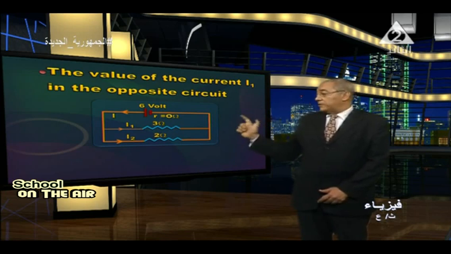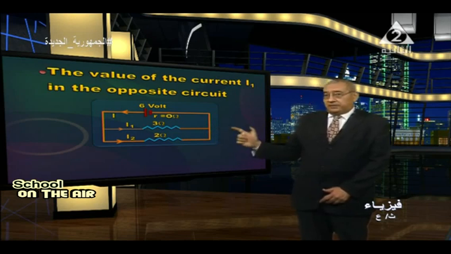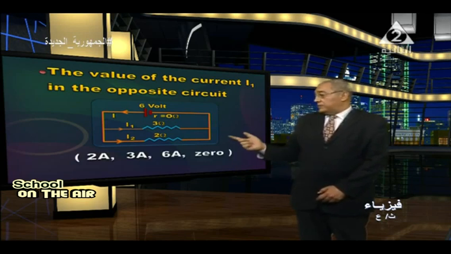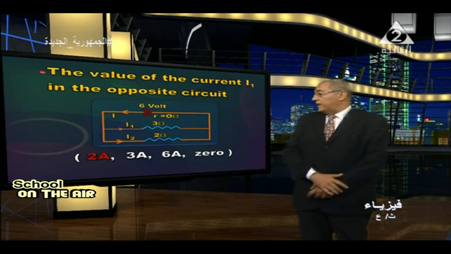So voltage across the 3 ohm resistor is 6 volt, and across the 2 ohm resistor is 6 volt. And we want to calculate I1. So it's all easy. It will be, is it 2 ampere, 3 amperes, 6 amperes, or 0? Of course, 6 over 3, it is 2 amperes. Another choice.